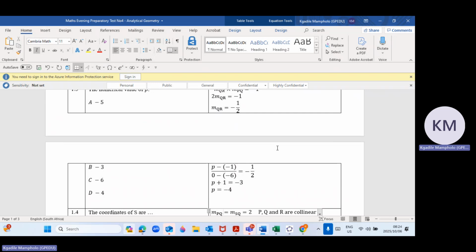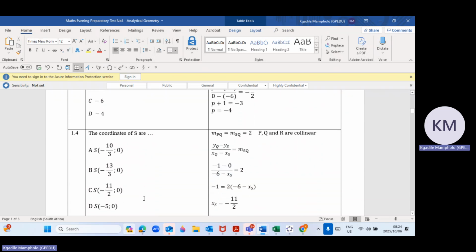So we know that the y of R is p, then y of Q is -1, then x of R is 0, because it's the y-intercept. Then x of Q is -6, which is equal to -1/2. Then you make p the subject of the formula. Then p will be -4.